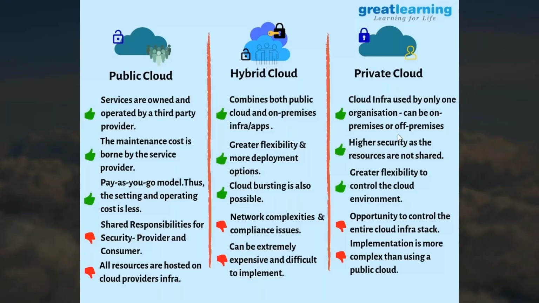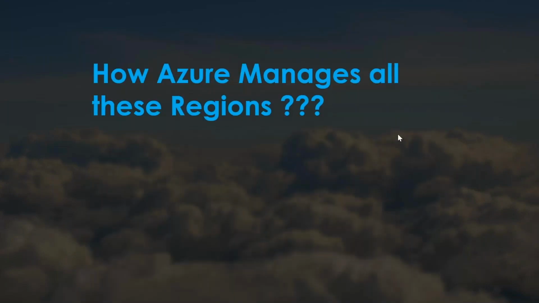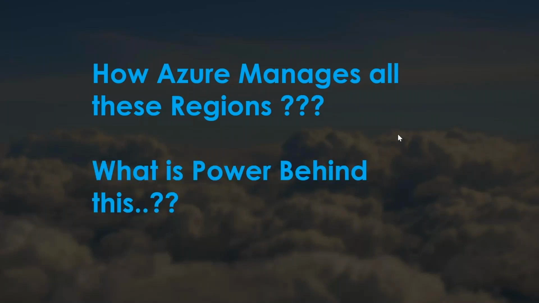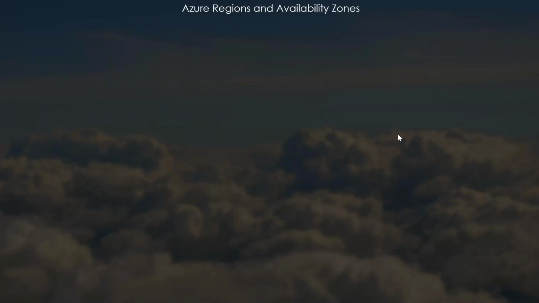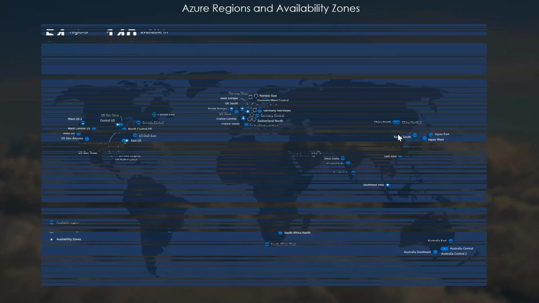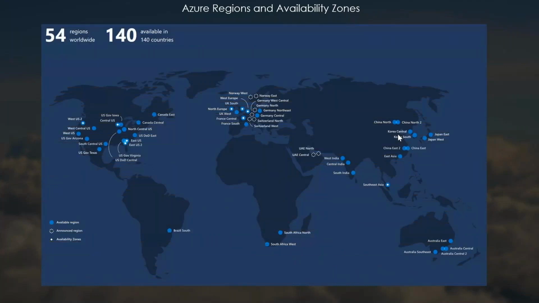So there are good and bad points about public and private cloud. These are some of the things we can go with. Now, since we're talking about Azure, how does Azure manage all these things? Azure has a lot of power. But the first thing is that Azure has the concept of Azure regions and Azure availability zones. What are regions and availability zones?